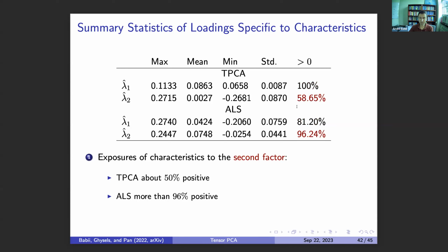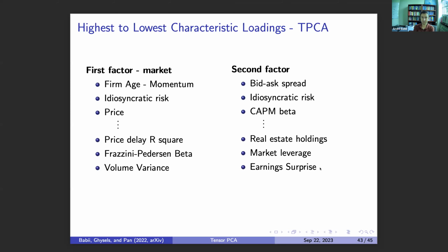For the second factor, in our Tensor PCA approach, we get roughly 50 to 60% of positive loadings. For ALS, we mostly get positive loadings. And we also report highest to lowest characteristic loadings when we use the Tensor PCA approach. We can see that the largest loadings for the market factor correspond to factors like firm age, momentum, idiosyncratic risk, and price. And for the second factor, we get bid-ask spread, CAPM beta, and idiosyncratic risk. So these are the three largest loadings for these factors. And these are the smallest loadings.